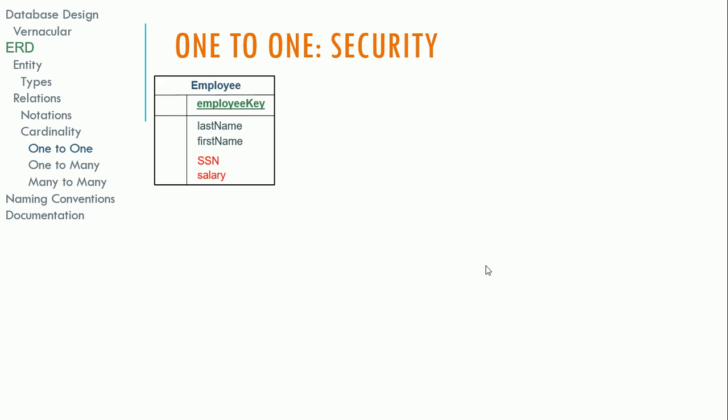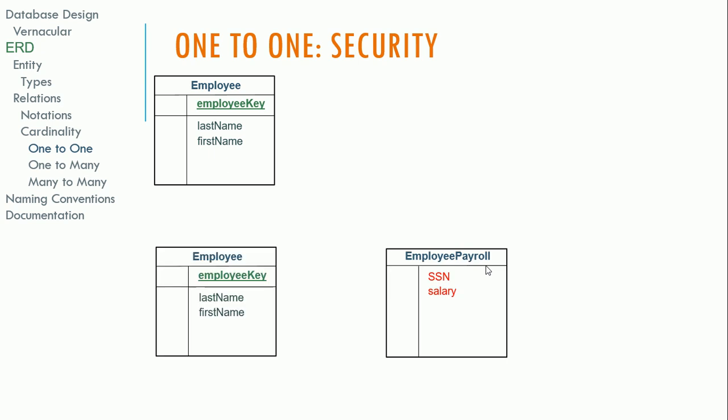Another reason that we could do a one-to-one that I didn't talk about in my other videos is security, right? So, for example, when you look at an employee record, the last name and the first name are pretty much public, but the social security number and the salary should probably be kept private. So there should be extra security on those fields. So maybe we want to pull those out of the employee table and create a new table for the employee that only has those two fields and make it a one-to-one relationship. That way, for the employee payroll table, we can have special permissions so that only authorized people can see that table, whereas the other table can be exposed publicly.